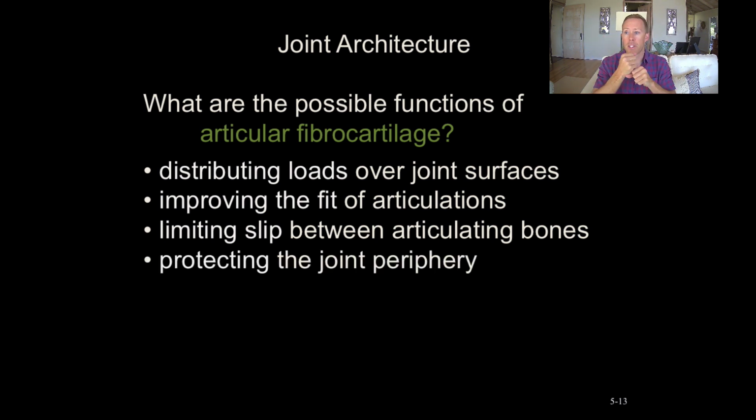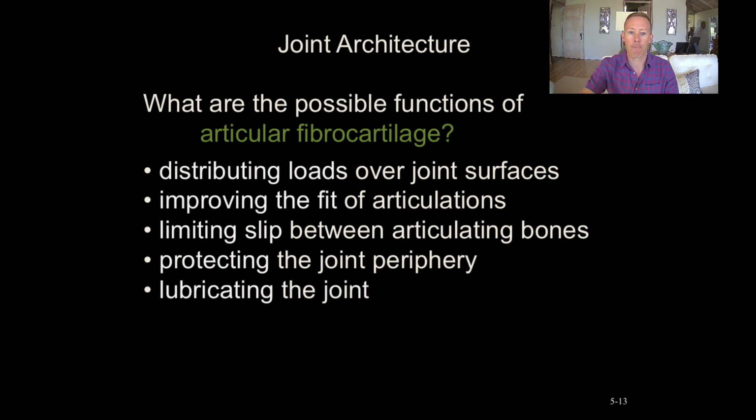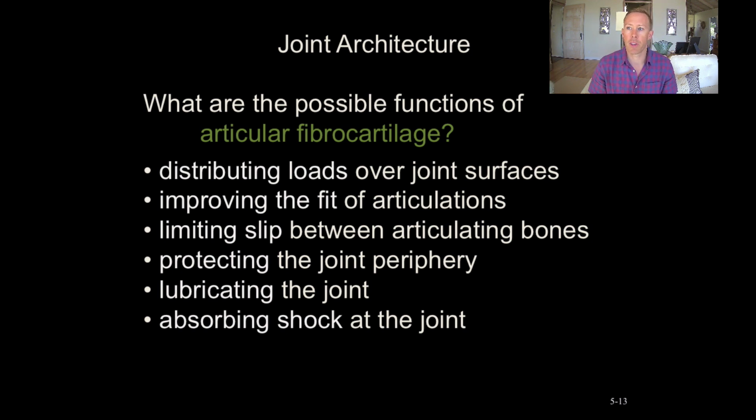And then if you limit the slip, that play that's happening, you also protect the periphery of the joint because you're less likely to dislocate. If you dislocate and the bones come apart, then you're more likely to damage the joint capsule and other structures on the periphery of the joint. And again, they help with lubricating the joint. So all these things, articular cartilage, articular fibrocartilage, synovial fluid, they're all going to help lubricate the joint and reduce friction. And then shock absorbers. Particularly the menisci and the discs in your spine are good shock absorbers too. So they have a ton of functions here.